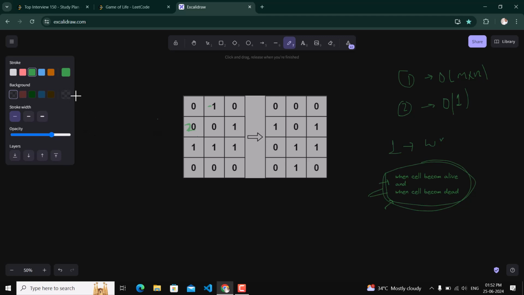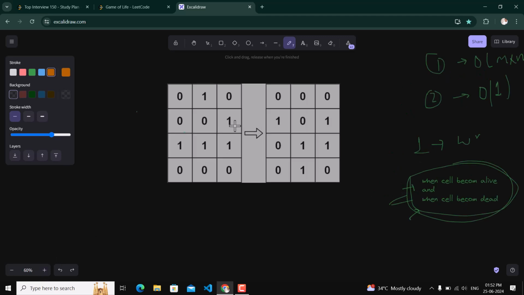Okay, let's take a darker one, a little bit of zoom. So this becomes -1, and this becomes 2. Now for this 1, it dies because of overpopulation, so we will take it as -1. Then this 0 has 1, 1 neighbors, it becomes live, so it becomes 2.